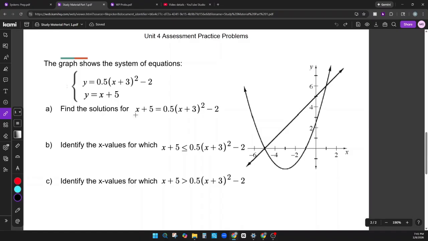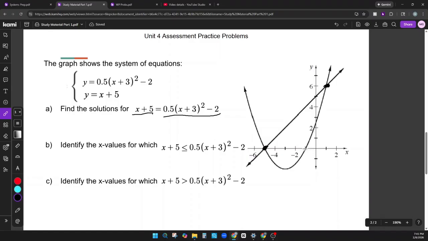Find the solutions for when x + 5 is equal to 0.5 (x + 3)² - 2. And this is asking for when they're equal. So right now I'm just solving the system of equations. And of course, the solution for my systems happens when my equations are equal. That happens at these intersections. So that's why I'm going to bubble those in, because those are going to be my solution points.